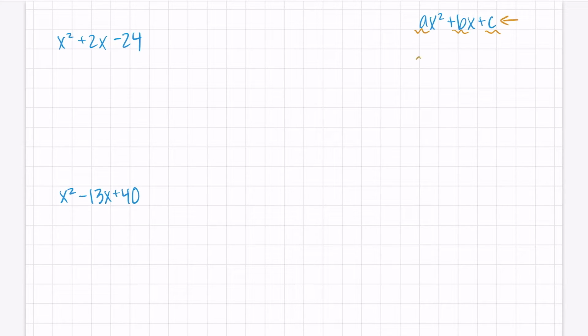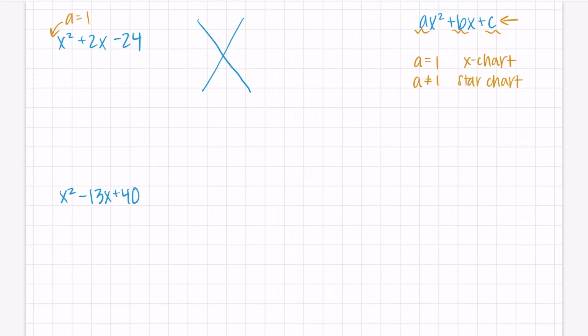For the first procedure, a equals 1, and we are going to make what we call the x chart. The second procedure is for when a does not equal 1, and for that we're going to make what we call the star chart. Let's start with a equals 1. Looking at this example, notice that I have x squared. That means that the coefficient is 1, so a equals 1. For this, we are going to make the x chart.